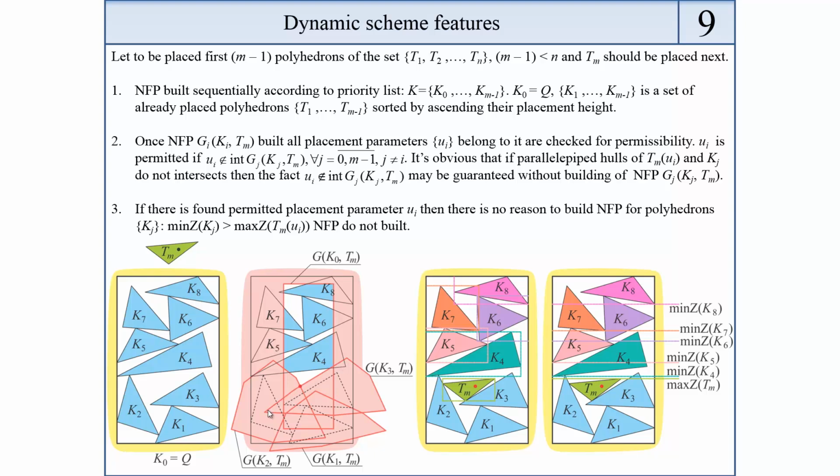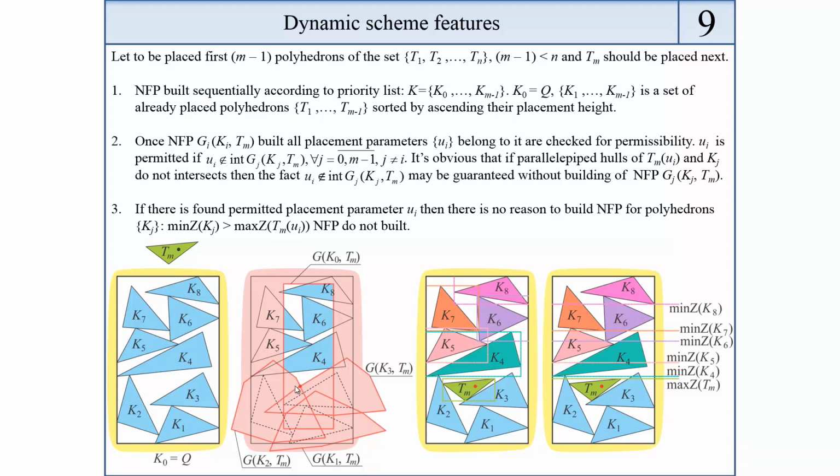Second feature: once the next NFP according to the priority list, K, is built, all placement parameters belonging to it are checked for permissibility. The placement parameter may appear on a concavity vertex or on an intersection with the border of other NFPs. For this example, we have built the NFP for object K3 and found a placement parameter on the intersection with the NFP to object K2.